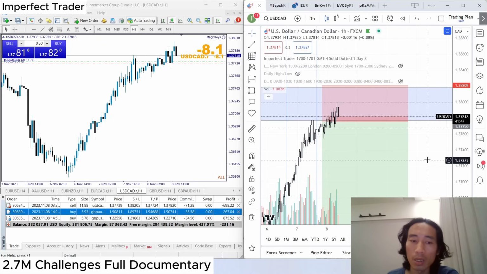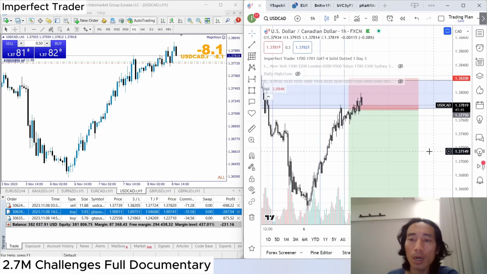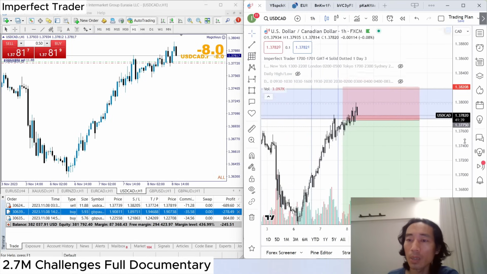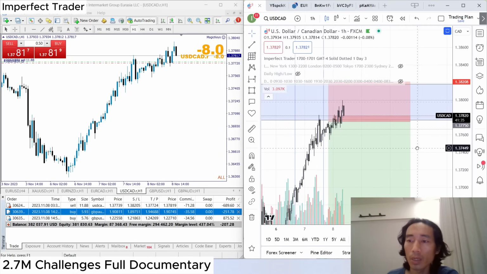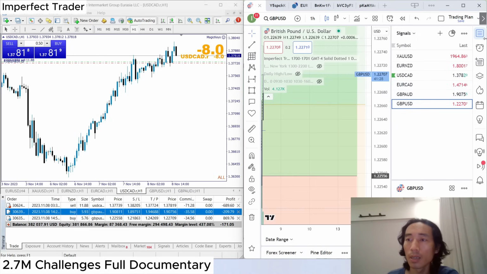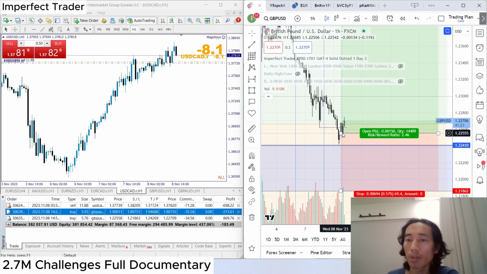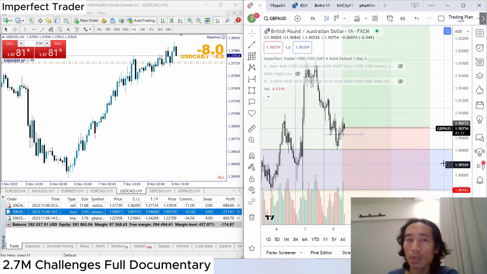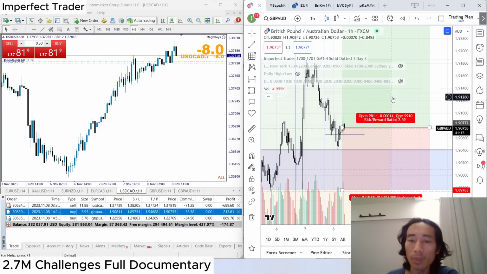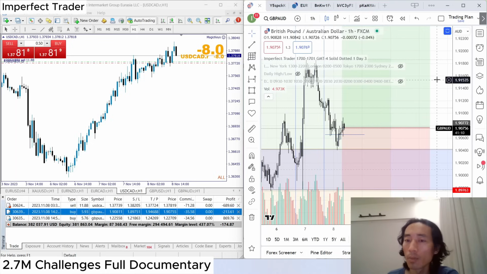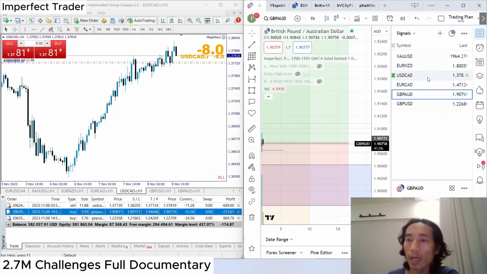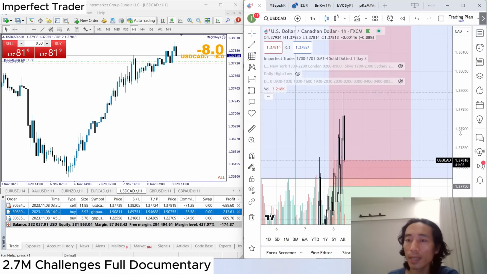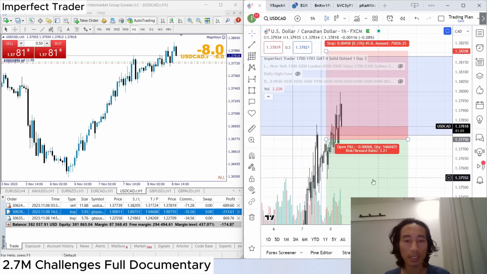For me, that is a low probability trade. Sometimes we get a winning trade, but most of the time it's going to be a losing trade, so I'm going to get out. And here is the GBP USD trade, and here's the GBP AUD. So probably I'm going to hold the GBP trade overnight, but for USD CAD I am finding a way to exit. All right, I'm going to see you on the next update.